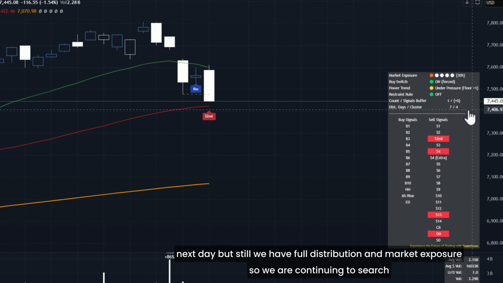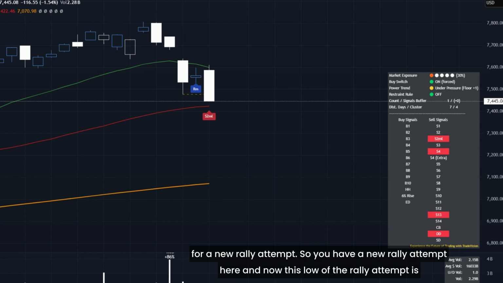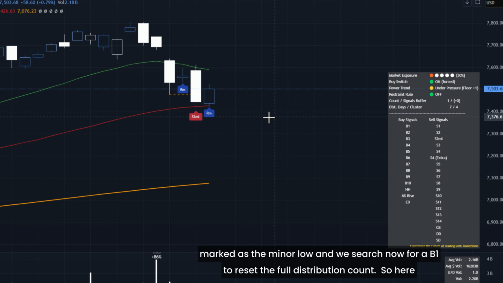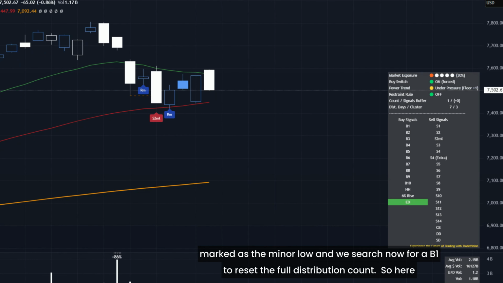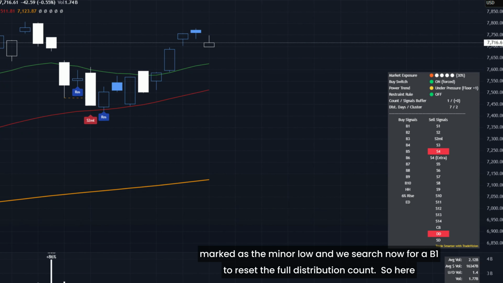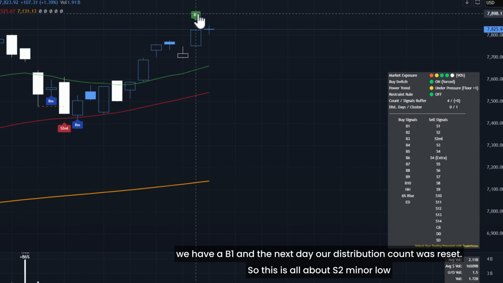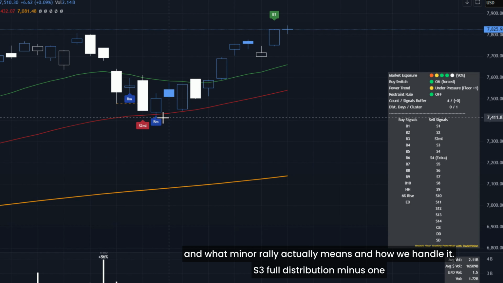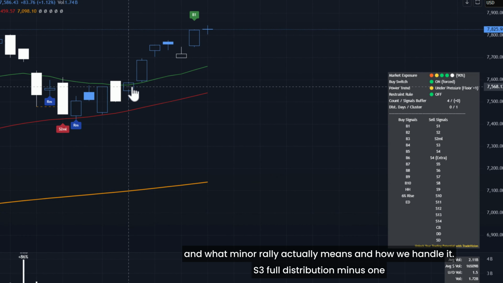But still we have full distribution and market exposure, so we continue to search for a new rally attempt. So you have a new rally attempt here, and now the low of this rally attempt is marked as the minor low, and we now search for a B1 to reset the full distribution count. So here we have a B1, and the next day our distribution count was reset. So this is all about the S2 minor low and what a minor low actually means and how we handle it.